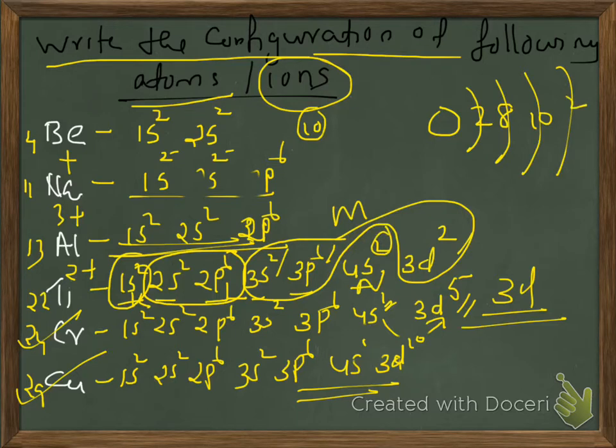So if you have been asked to remove 2 electrons from an atom, definitely the valence electrons will be removed. Electrons from the 4th shell will be removed, that is 4s2. So the configuration is 1s2, 2s2, 2p6, 3s2, 3p6 and 3d2 will be there. 4s becomes 0. This is the configuration of ions.